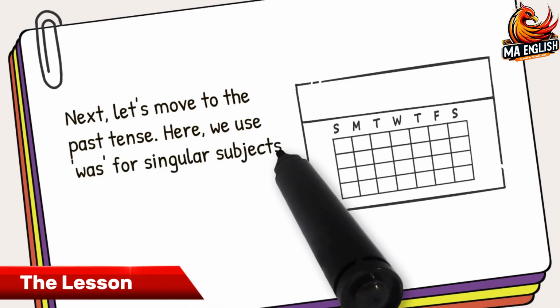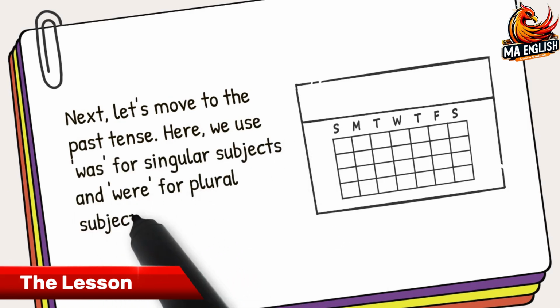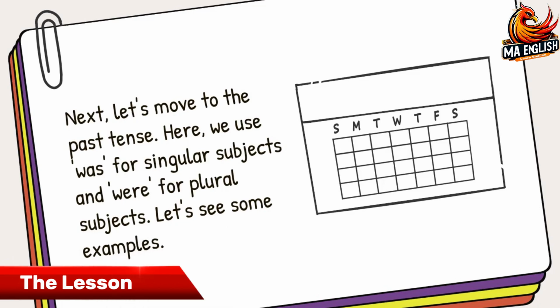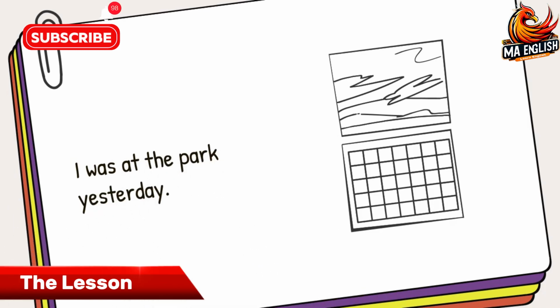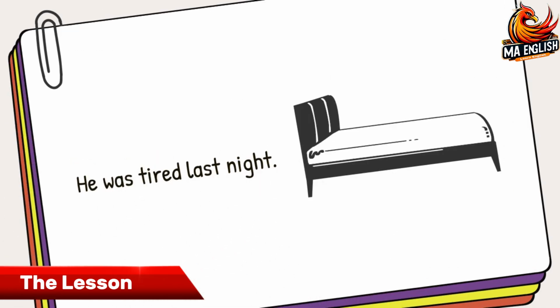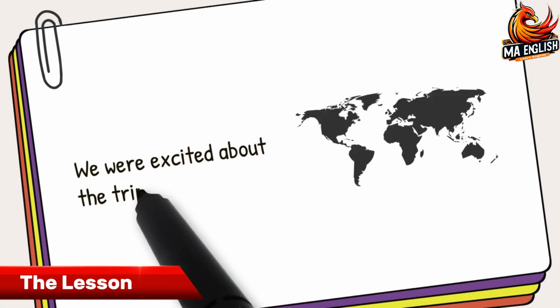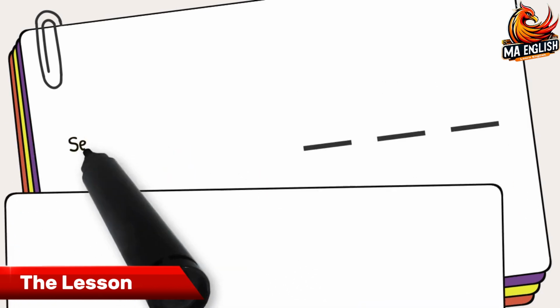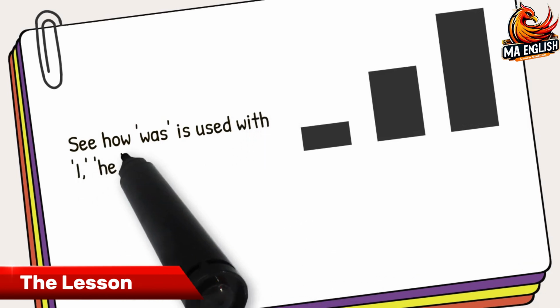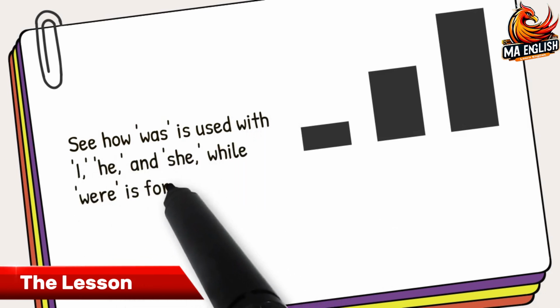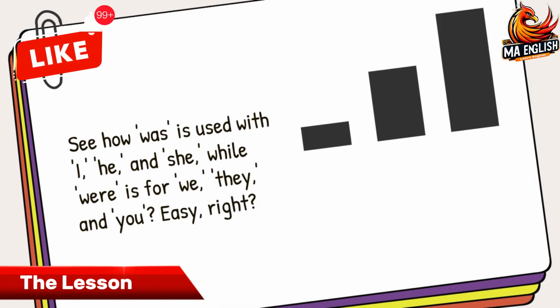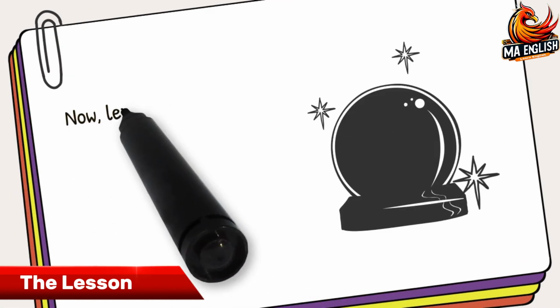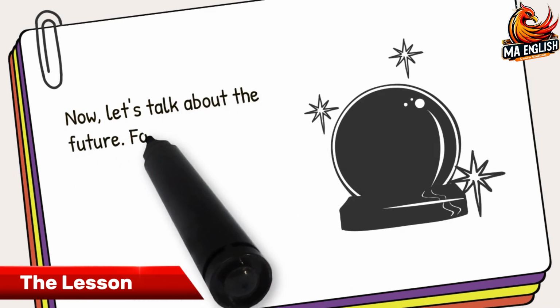Here, we use was for singular subjects and were for plural subjects. Let's see some examples. I was at the park yesterday. He was tired last night. We were excited about the trip. See how was is used with I, he, and she, while were is for we, they, and you? Easy, right? Now, let's talk about the future.